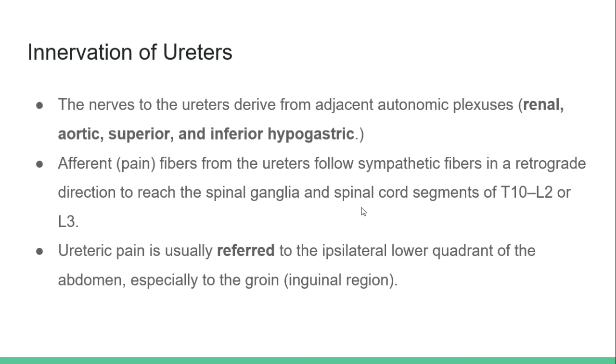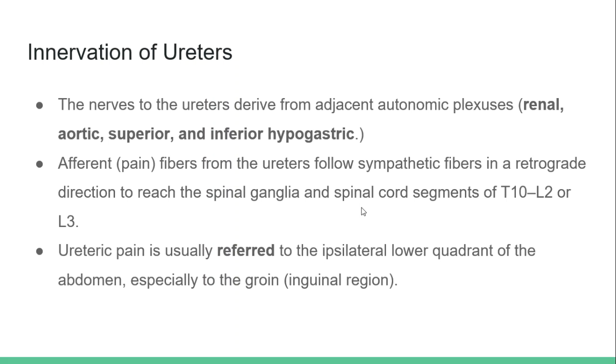Now looking at the innervation of the ureters. The nerves to the ureters derive from adjacent autonomic plexuses: the renal, aortic, superior and inferior hypogastric. Afferent or pain fibers from the ureter follow sympathetic fibers in a retrograde direction to reach the spinal ganglia and spinal cord segments of T10 to L2 or L3.